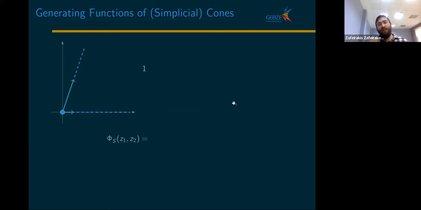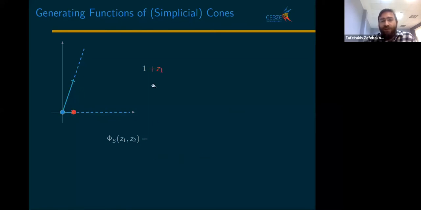Okay, now we want generating functions and we want to connect them to lattice points in polytopes. So the first step is to find the generating function for the lattice points in a simplicial cone. I will start enumerating the points. Here the generators are (1, 0) and (1, 3).